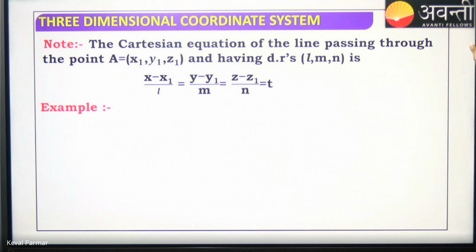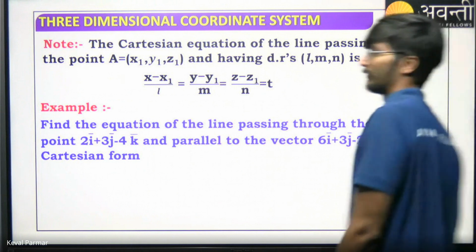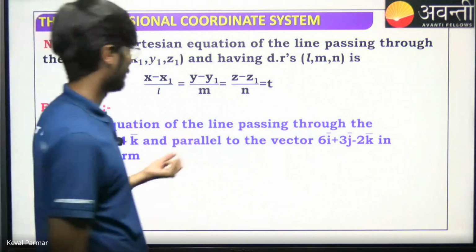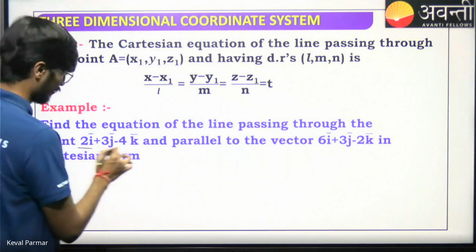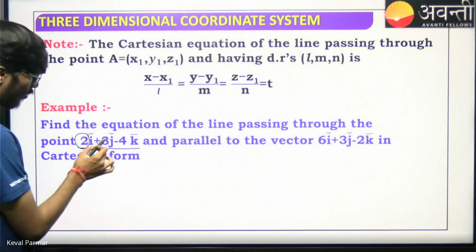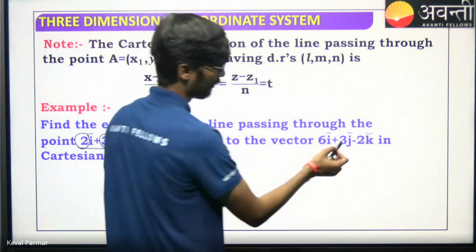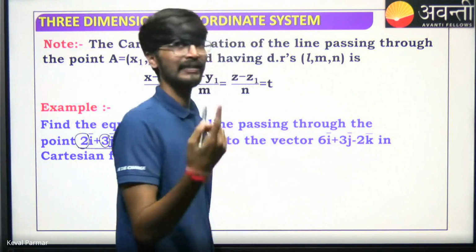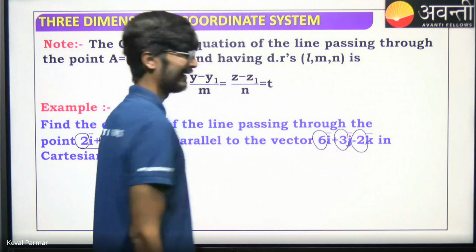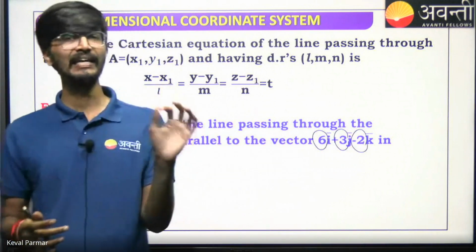This is the same thing we did. Let's find the Cartesian equation in this case. So, the equation of the line passing through this point, that means x1, y1, z1, and this is a vector. So, if this is a vector, what are the DRs, guys? 6, 3, and minus 2 are the DRs. We just need the coefficients. Why? Because we have symmetric form, no need for i, j, k or a vector.